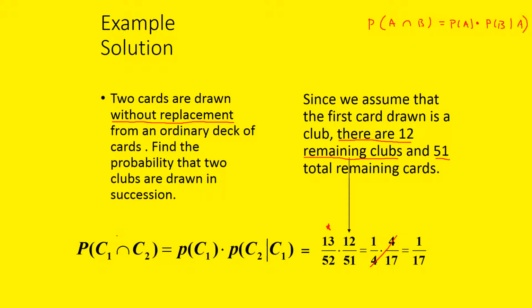The probability of one event and another event is the probability of the first event times the probability of the second event, given that the first event happened.